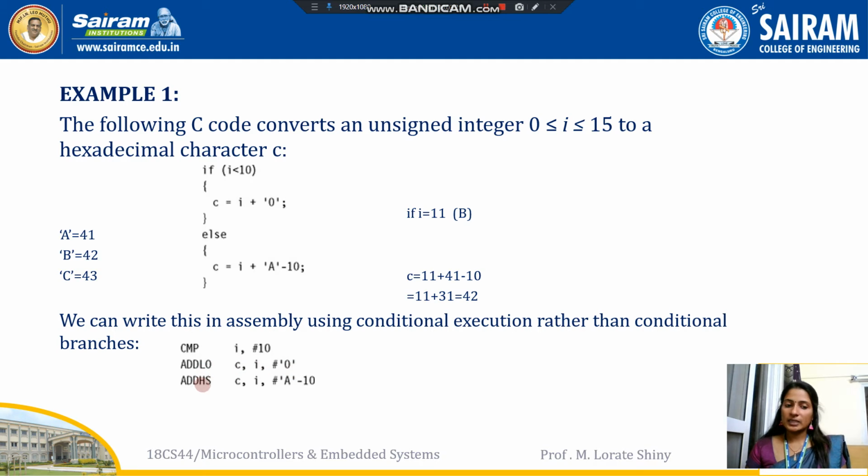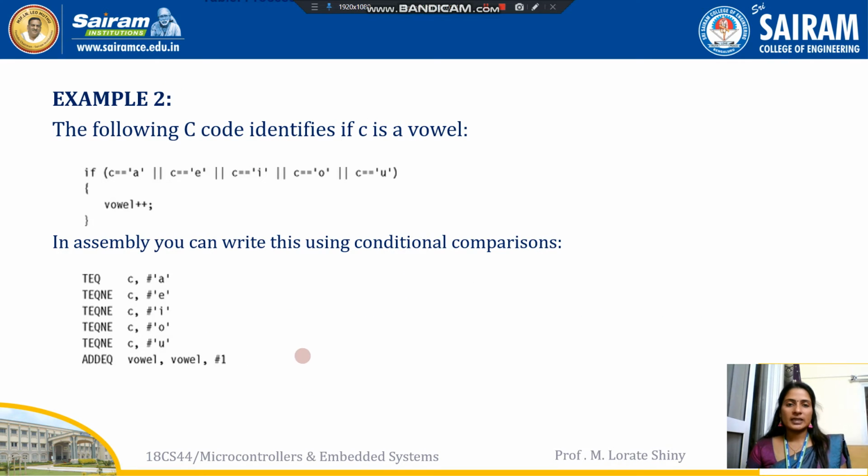Next, if my input data is higher than or equal to 10, what I'll do, I'll add I with A minus 10, 41 minus 10. So I'll get the corresponding hexadecimal value. Next example, to identify the vowel. This is the C code. So for this C code, we will write the assembly instructions.